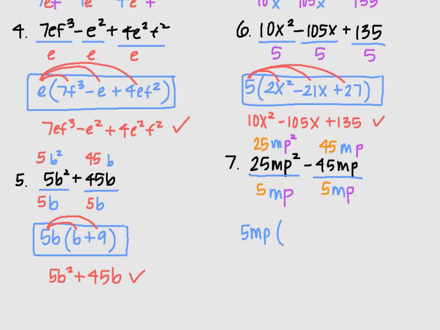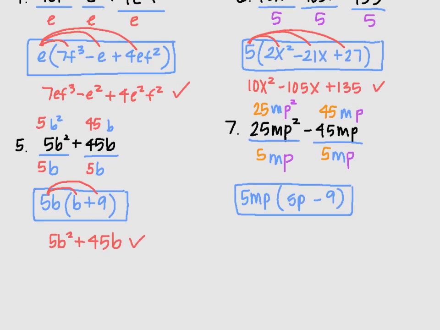So we are going to factor out the 5mp, meaning that we're dividing 5mp from both of the terms. 25mp squared divided by 5mp equals 5p. Negative 45mp divided by 5mp equals negative 9. So this is the factored form of our binomial.